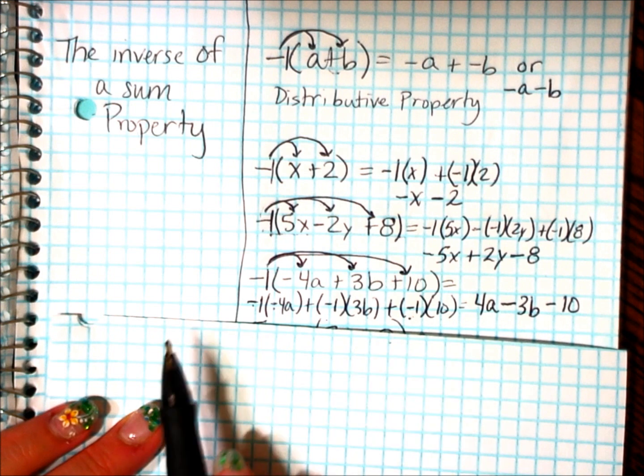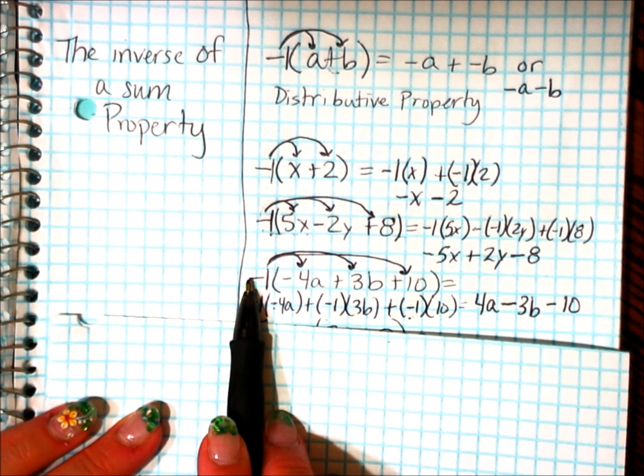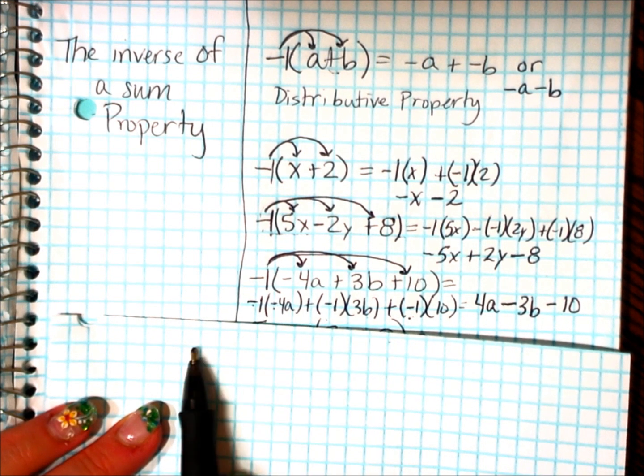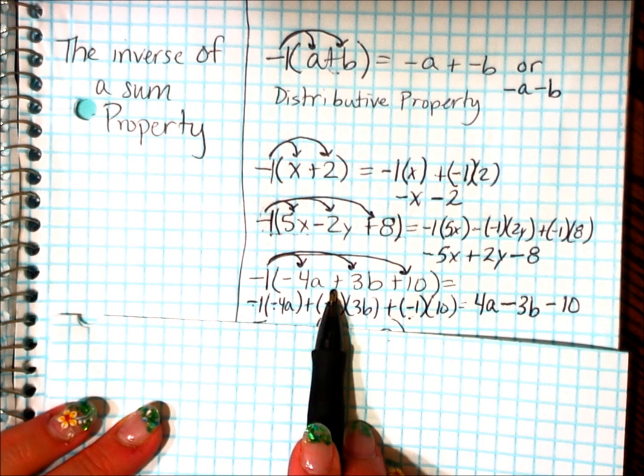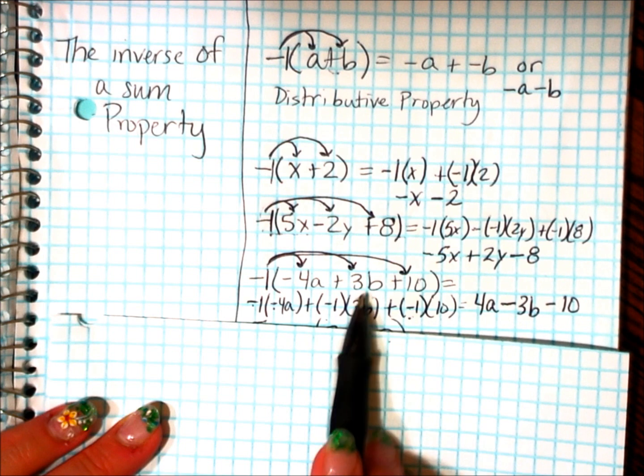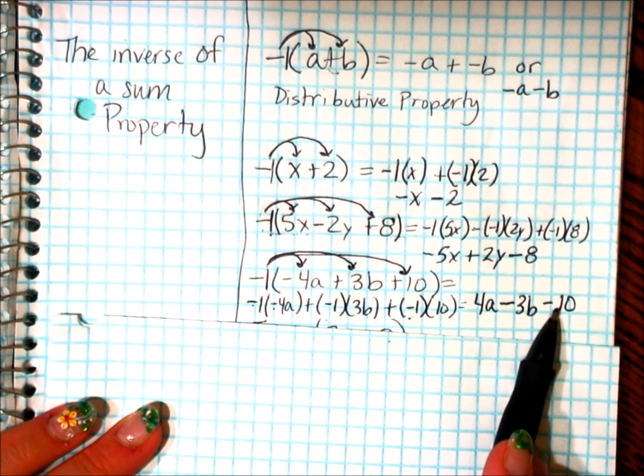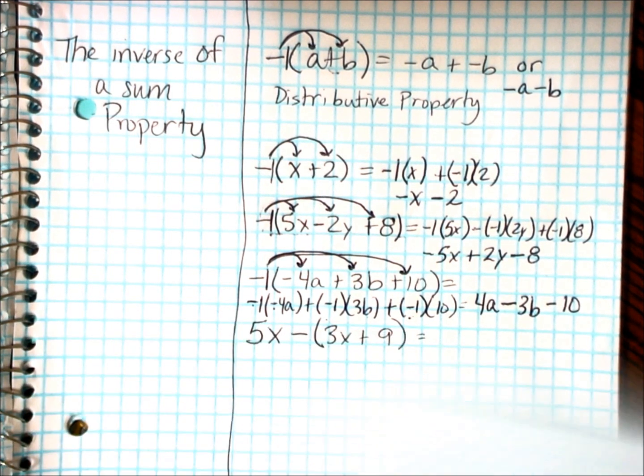So what you should see is that multiplying and following through with that negative is changing the sign of everything inside. So it was -4a, ends with a 4a. Positive 3b, negative 3b. Positive 10, negative 10. Okay. So let's do one more problem.